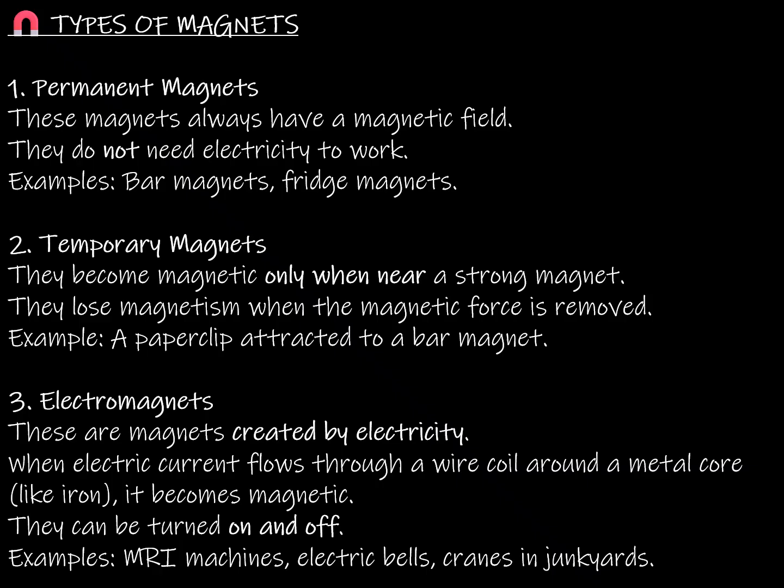Our next one is the electromagnet. Here these are created by electricity. We just wrap a coil, or a wire coil, or maybe a solenoid around it, and electricity is passed through it, and when that is done it is magnetized. When electric charges flow through a wire coil around a metal core, it becomes magnetic. So here it makes use of electricity. Examples are MRI machines, electric bells, and cranes in junkyards.